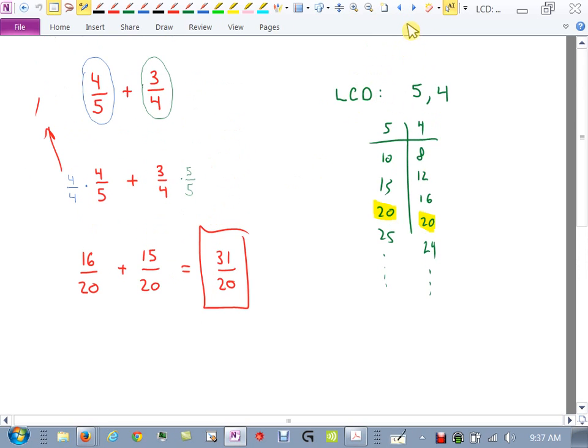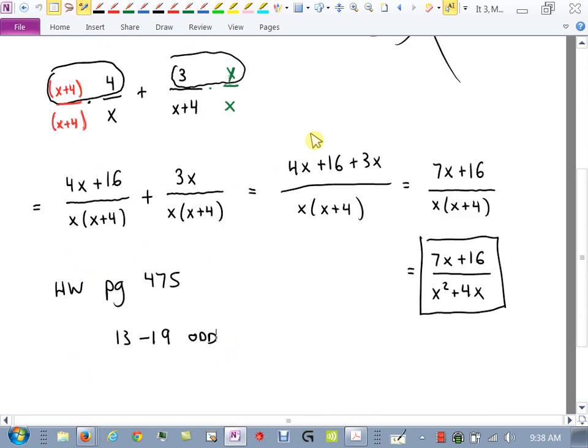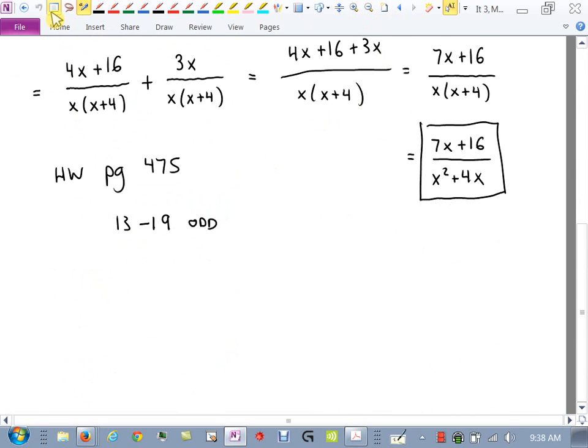So that was just reminding you how we did it with numbers. And then we did something like this, where we had two different denominators and came through and did our thing. So that's what we're going to pick up with today. We're going to continue doing this. All right.